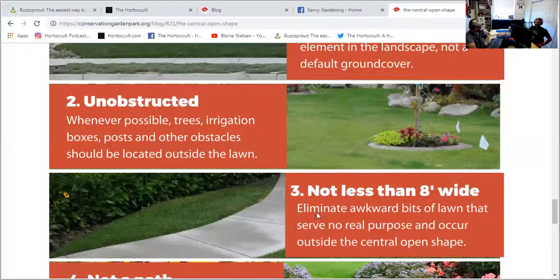Sorry. So yeah, and see here it is. It serves no purpose. So yeah, serves no real purpose. No grass areas that are less than 8 feet wide, and that is a good one.